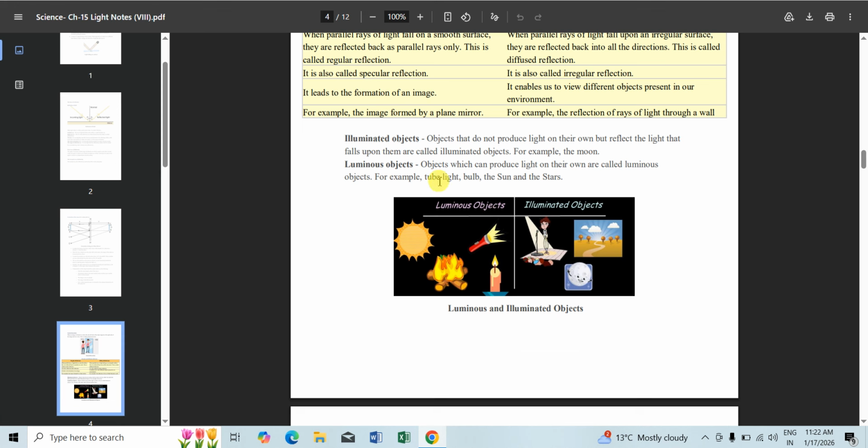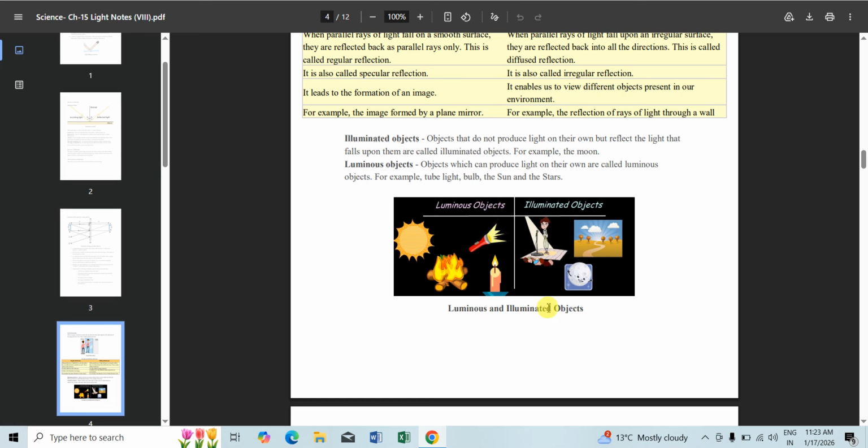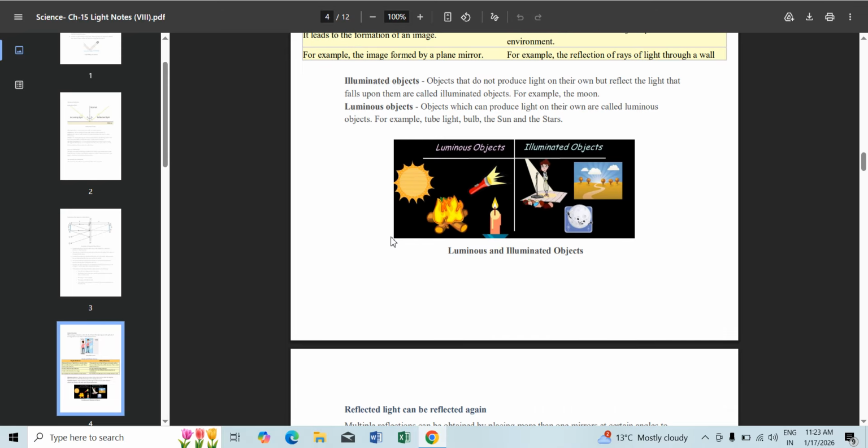Okay. And now luminous objects. Objects which can produce light on their own are called luminous objects. Tube light, bulb, sun, stars, they all produce their own light. The sun produces its own light, and when the light falls on the moon, the light is reflected back towards the earth, and this is called an illuminated object. This is called a luminous object. I hope you have understood the topic.